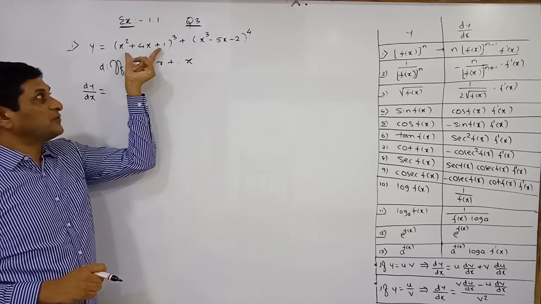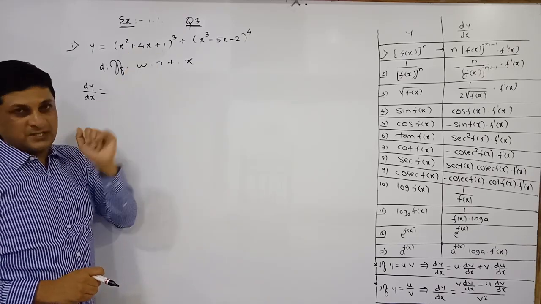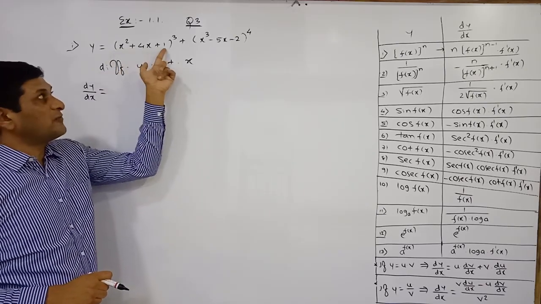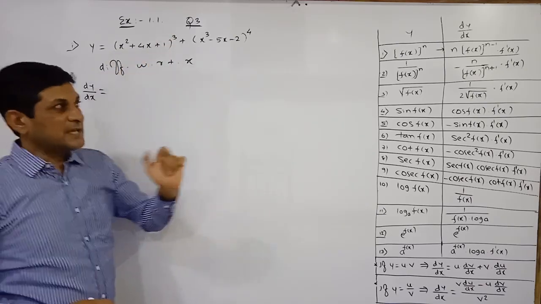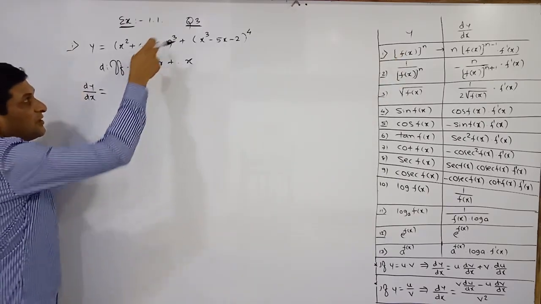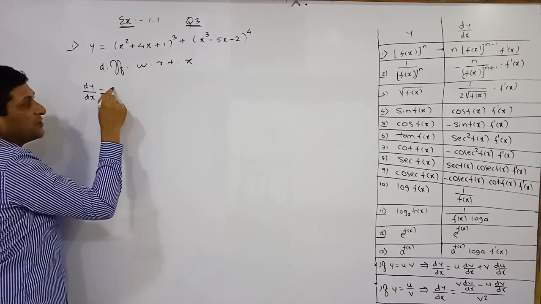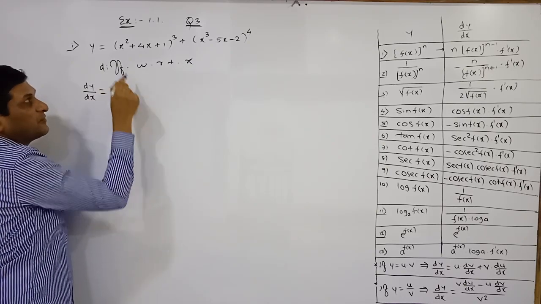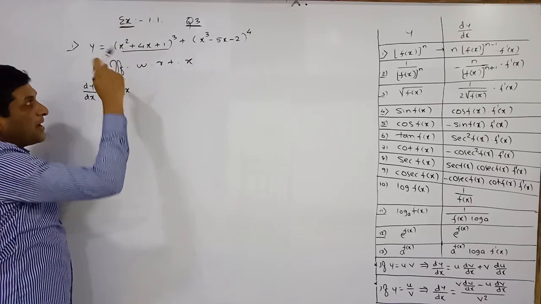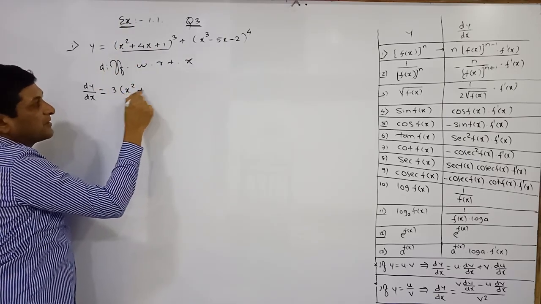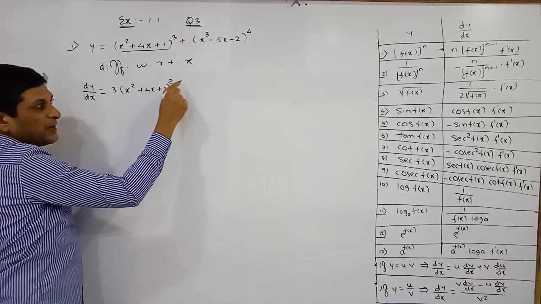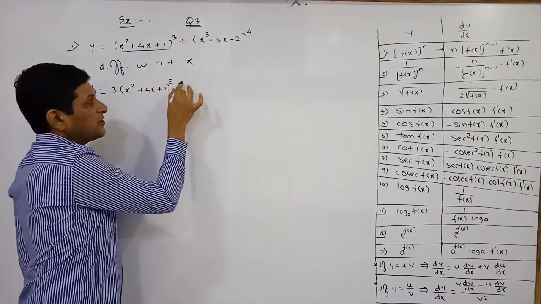According to the addition rule, first find the differentiation of the first term. Observe that the first term is in the form of f of x raised to power n, so apply the first formula. According to this formula, first take the power as a coefficient, then decrease the power by 1. Here the power is 3, so the new power will be 2, into the derivative of f of x.